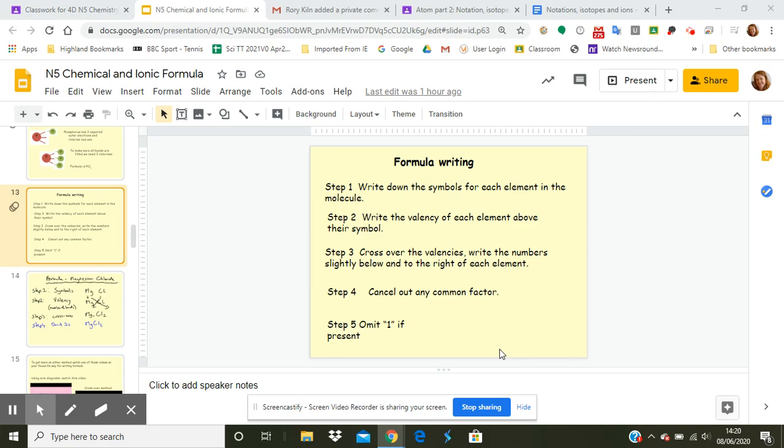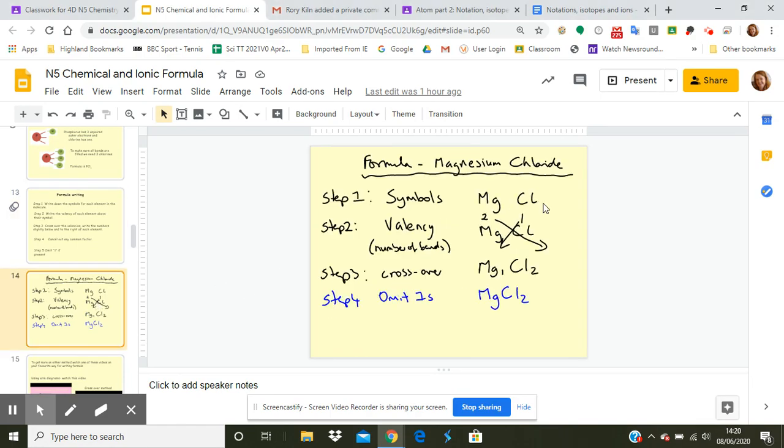Okay, so where we left off was writing the chemical formula. And the other method of doing it is using the crossover method. So here are 5 steps I've written out that you can follow for each one. When you start doing it, you're like, oh my goodness, so many steps, but you can cut lots of corners. So I've given you an example here, magnesium chloride.